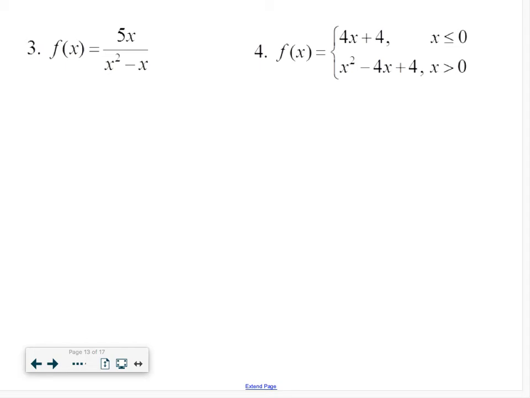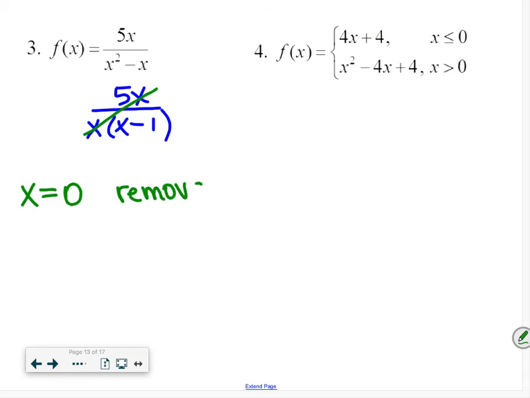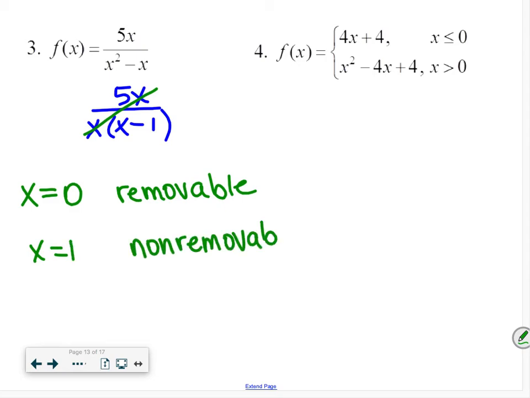Yeah. Yep. So in our denominator, do you agree we have x times x minus 1? Yes. So that's happening, right? So at x equals 0, we have removable discontinuity because we have a hole. But at x equals 1, we have non-removable discontinuity because we have an asymptote. If we cross out factors, we have a hole. It's removable. If our denominator remains 0 after we simplify, we have non-removable.